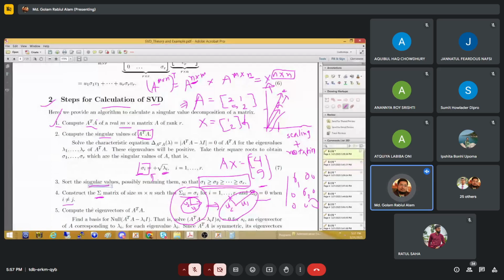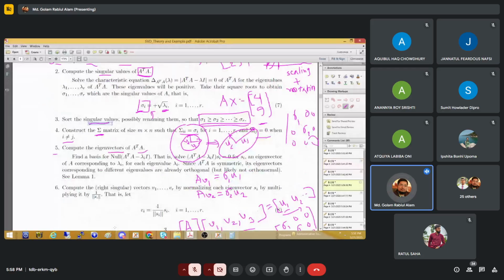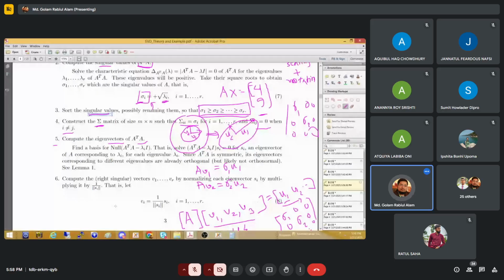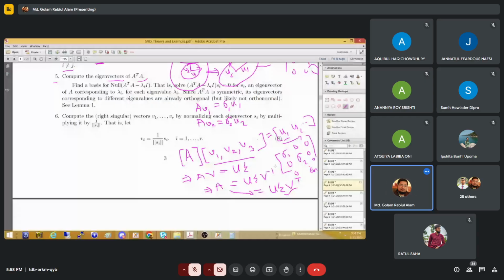And then what we have to do is compute the eigenvectors. For each and every eigenvalue, we will have the corresponding eigenvectors also. In step 5, you have to find the eigenvectors, and then compute the right singular vector. In our case, the right singular vector is this one. This is V transpose.